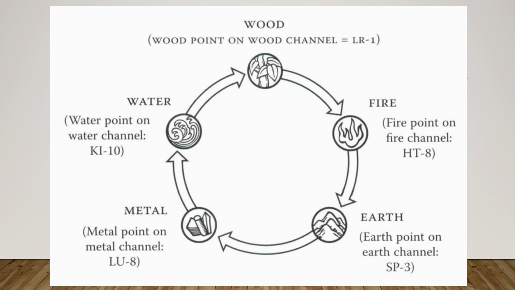Another approach is to choose 5 phase points on one channel to treat a different channel. Continuing with the example of the spleen, one would choose heart 8, the fire point on the fire channel, mother of earth, in cases of spleen deficiency, and lung 8, the metal point on the metal channel, the child of earth, in cases of excess.